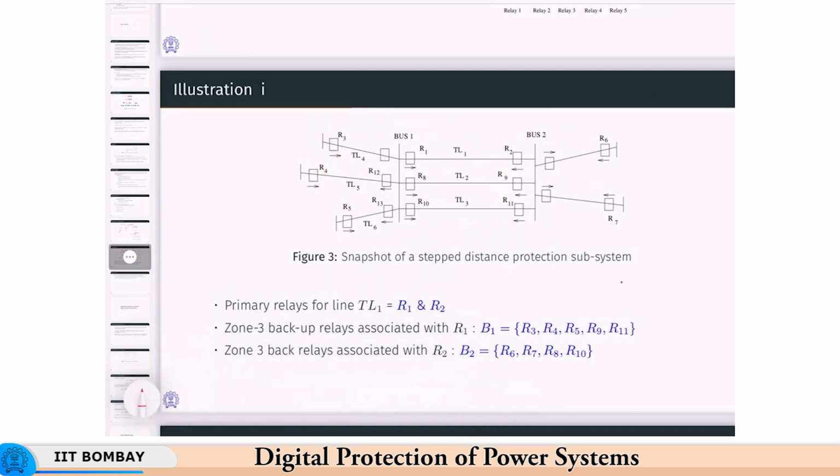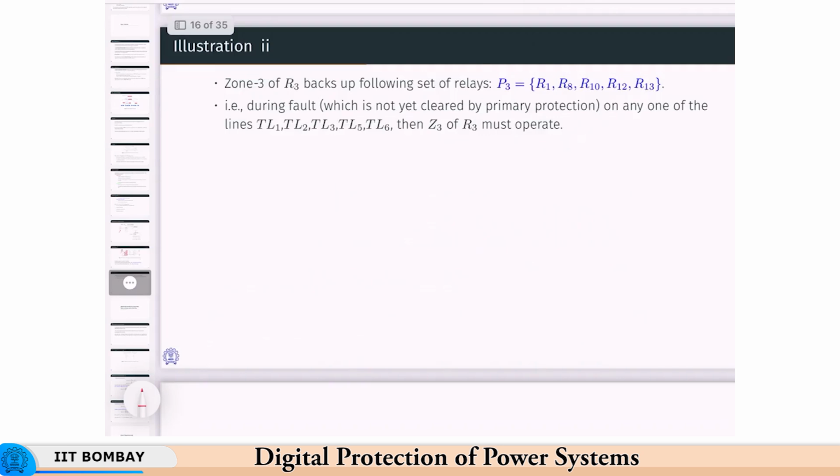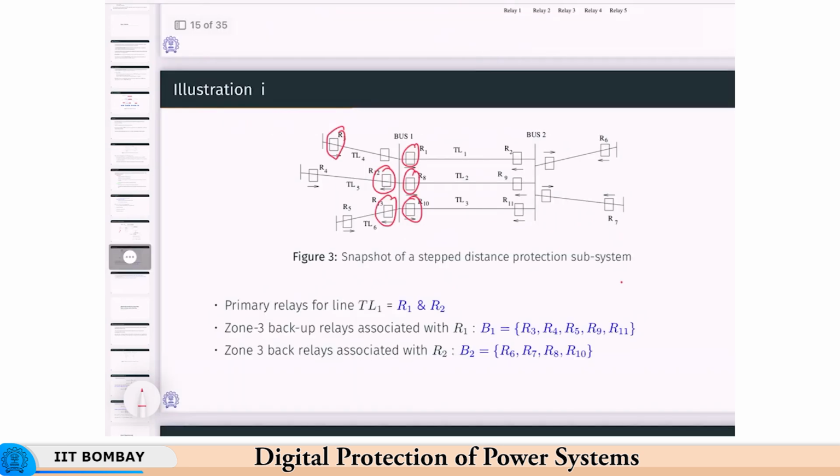Okay. So, if I talk of this relay, then it acts as backup relay for R1, R8, R10, R12 and R13. Okay. These are the adjacent lines for this TL4, and it is doing a backup function for those relays. Okay. Then what it means is that if for a fault on TL1, TL2, TL3, TL5, TL6, its primary relays fail to operate, then R5, or sorry, R3 has to operate.